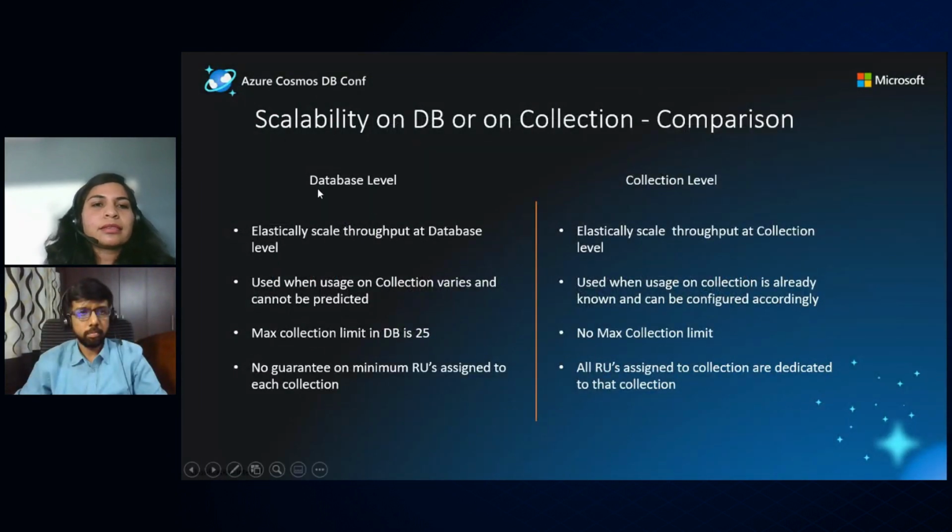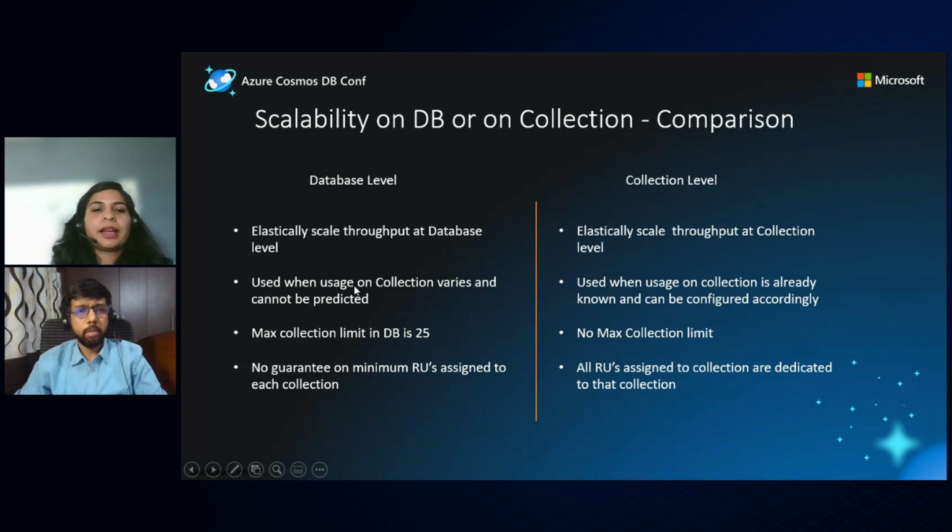Next, as we have already discussed, this scalability or autoscale can be added at both the DB or collection level. So on my slide, I'll be giving a brief comparison of the benefits of what database level autoscale does and what collection level autoscale provides. In the case of database level, the database could scale elastically as per the defined throughput. And if the throughput is defined at the collection level, then each collection can scale elastically to that defined autoscale limit.